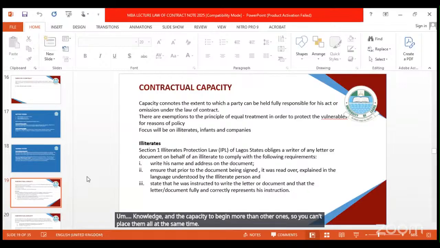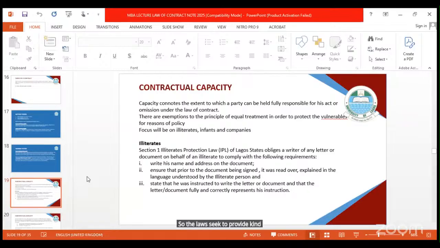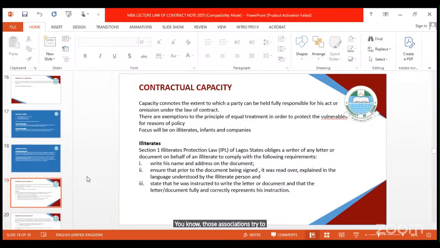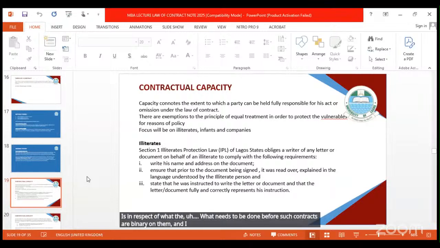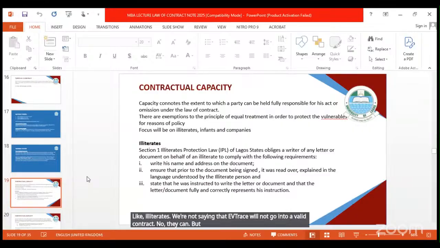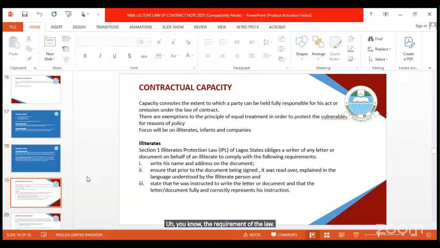So the law seeks to provide kind of exceptions for certain parties, and those exceptions try to protect those parties. In most instances, it is in respect of what needs to be done before such contracts are binding on them. I discussed this before, like illiterates. We're not saying that illiterates will not go into a valid contract. No, they can, but that contract must comply with the requirement of the law. And who is an illiterate?